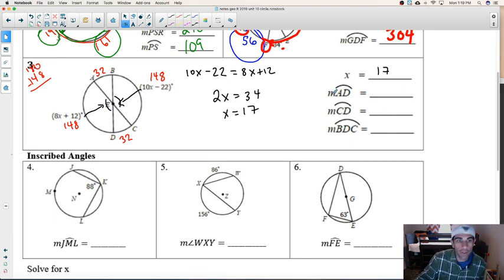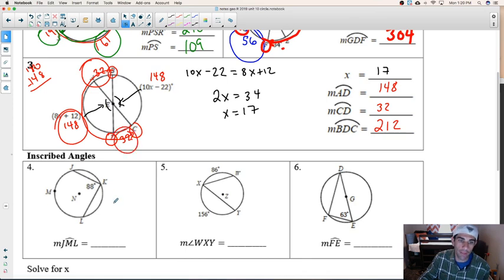So now first it says to find arc AD. Here's arc AD. We found that to be 148. Here's arc CD, right there, marked it there. That's going to be 32. Then you have arc BDC. Okay, so now I'm going to follow, and they're going to go that way. And then that's going to be 212 after adding 32, 148, and 32.